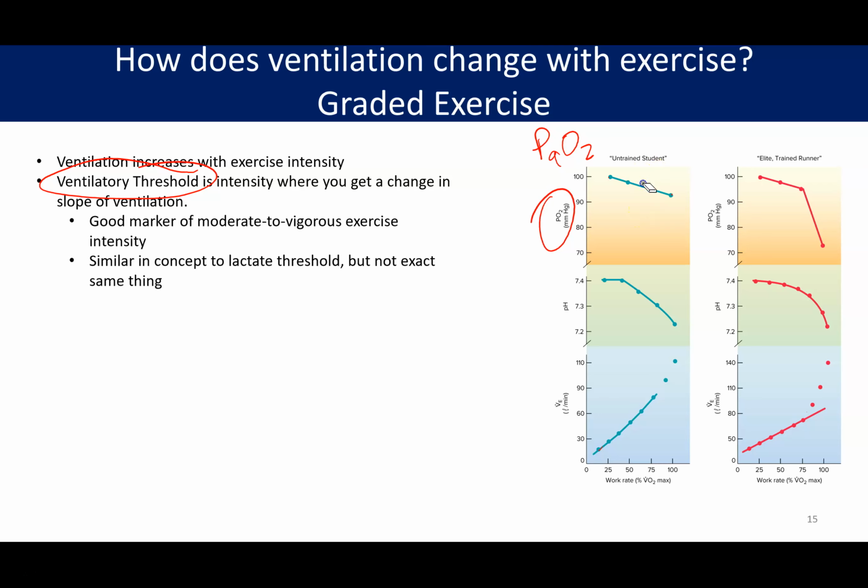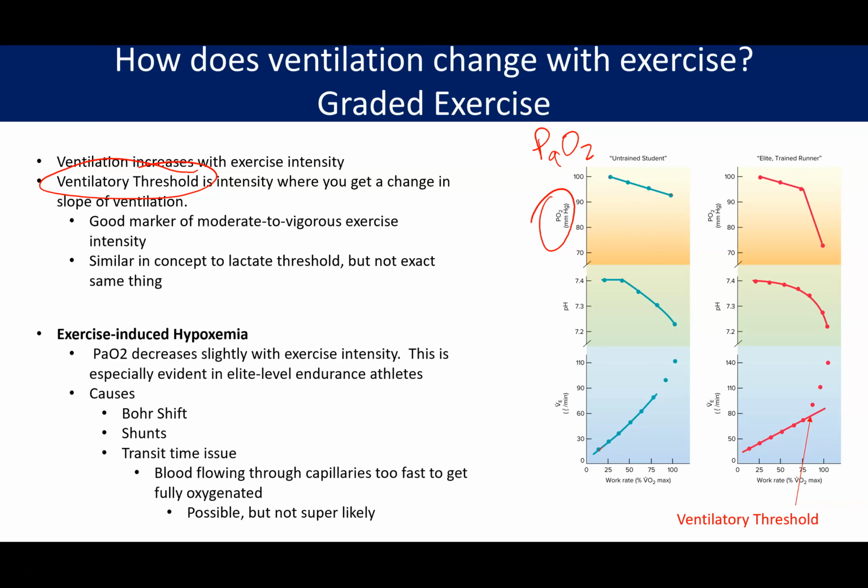One thing that happens is something called exercise-induced hypoxemia. Look at this elite level person. This would be someone running competitively, maybe internationally, or at least a highly trained college level runner. The pressure of oxygen goes down a little bit, showing that their ventilation is more or less sufficient at these lower intensities.